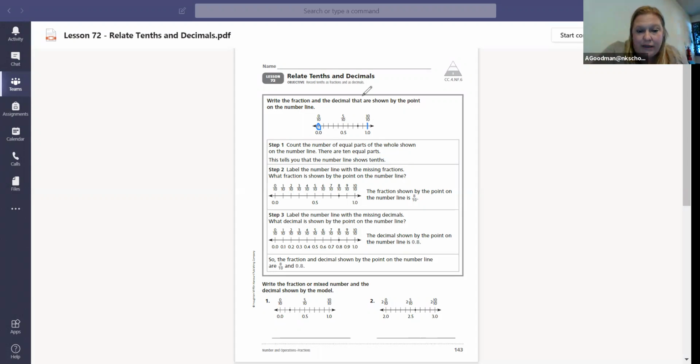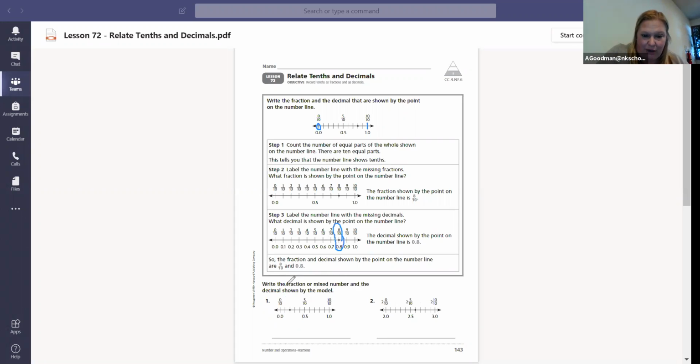All right, so count the number of equal parts. Label the number line shown with the missing fractions. What fraction is shown by the point on the number line? So we have a point right here. And they're labeling 1 tenth, 2 tenths, 3 tenths, all of the tenths. And so then they can tell that this is 8 tenths. And 8 tenths is also written as, I'm going to go down here, as a decimal 0.8. So they're labeling all the parts. I am not going to label all the parts because I really don't think that would look very nice with my terrible drawing skills. If I could blow it up, that might work.